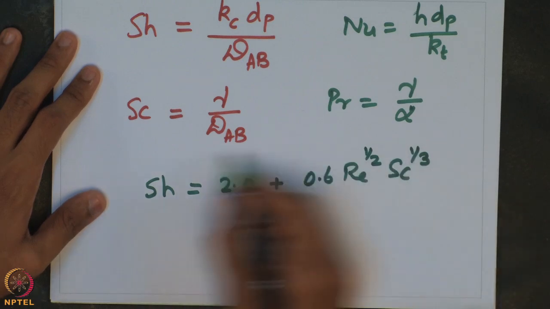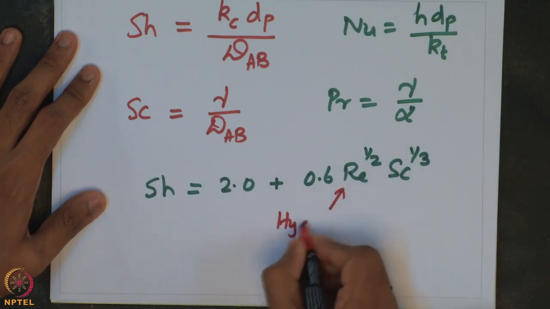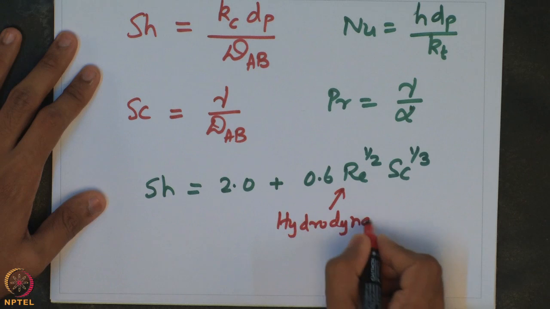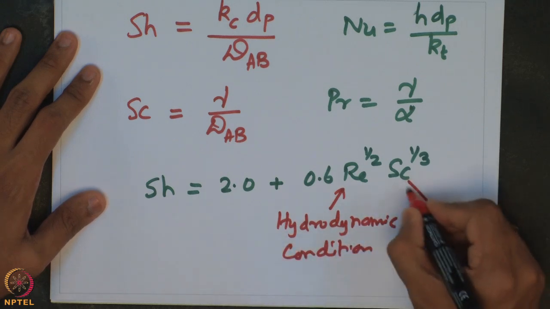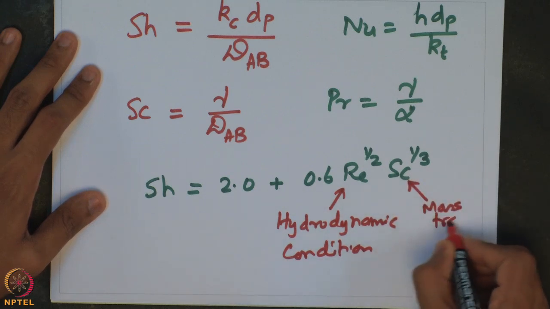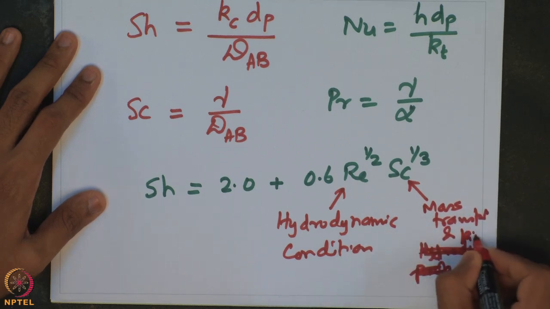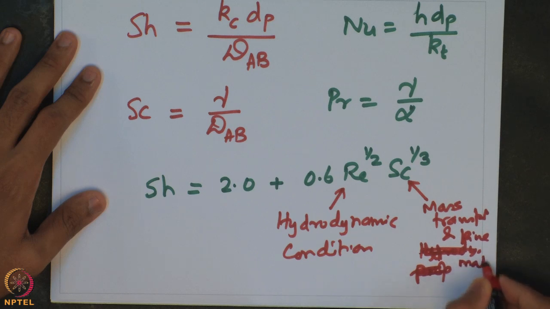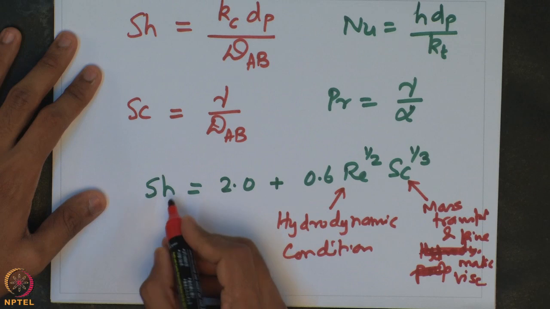So, one can actually use this correlation if we know the Reynolds number, which essentially characterizes the hydrodynamic conditions, and the Schmidt number, which characterizes the mass transport and has the mass diffusion and kinematic viscosity. Then we can use these numbers to find out the Sherwood number.